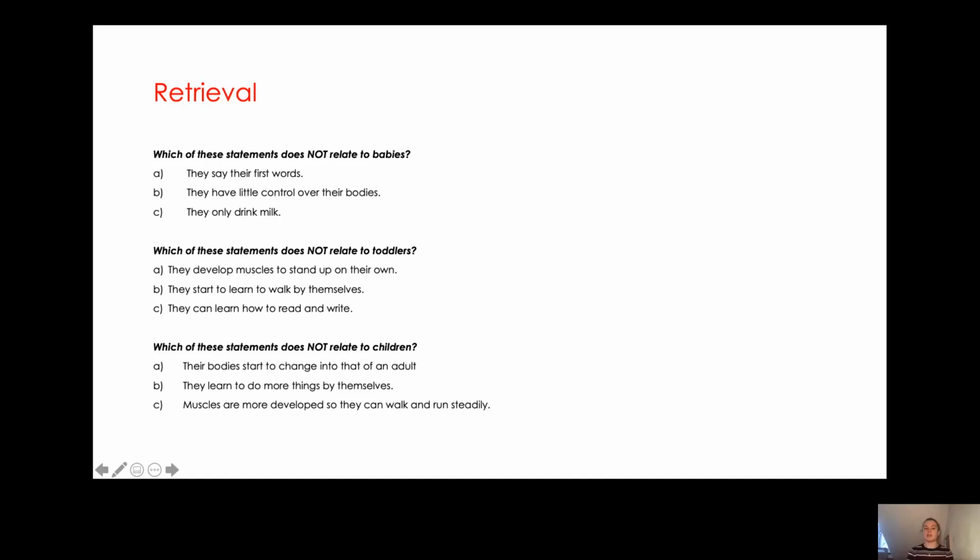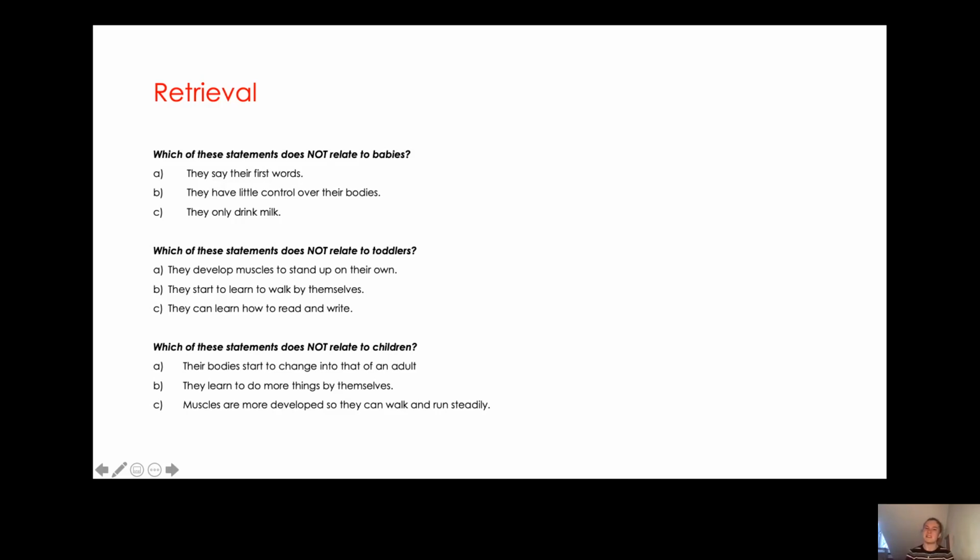The first one asks you which of these statements does not relate to babies. So circle the statement that does not relate to babies. The second one, you need to circle the statement that does not relate to toddlers. And in the third one, the statement that does not relate to children. Could you pause the video now and have a go at your retrieval activity for me?